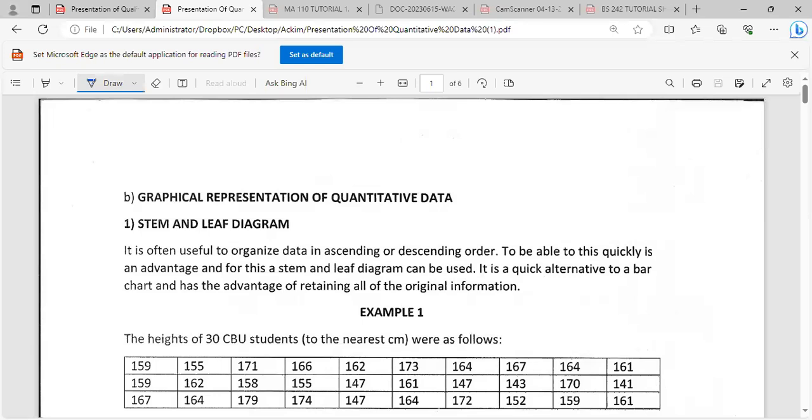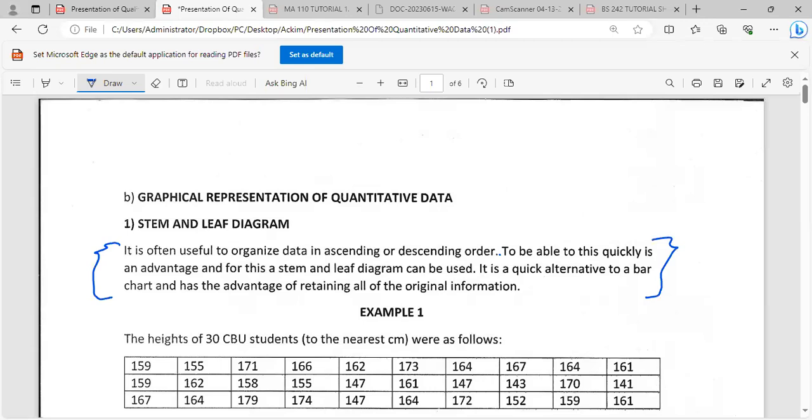To be able to do this quickly, a stem and leaf can be used. It is a quicker alternative to a bar chart and has the advantage of retaining all the original information. So if you look at this, this is the statement. There was a question in the tutorial sheet that I shared: what advantage does the stem and leaf have over the bar chart? So this is the advantage, because it's quick.